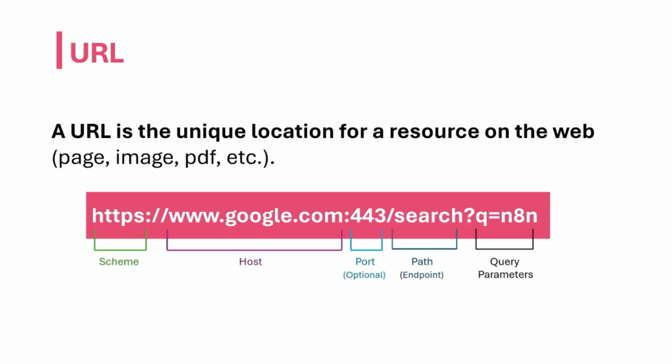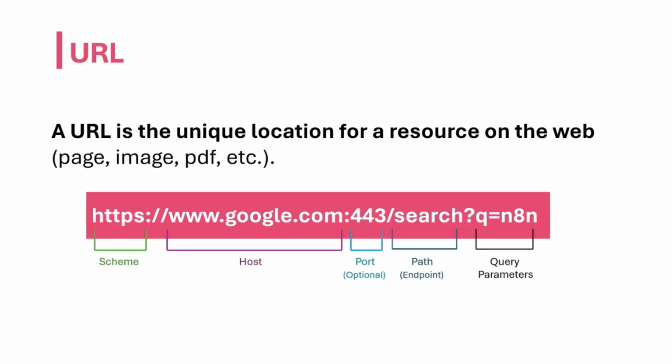So here in this example, https colon slash slash, as we see here, we have created separate parts so we can understand it easily. The first part is the scheme. It tells the browser which protocol to use. Usually http or https are the most utilized.